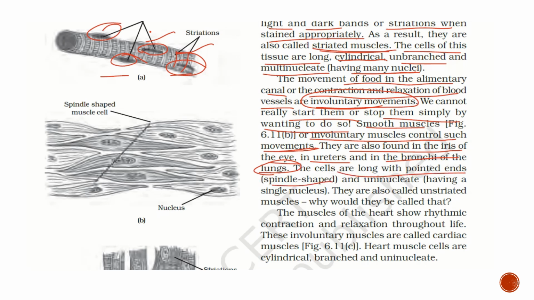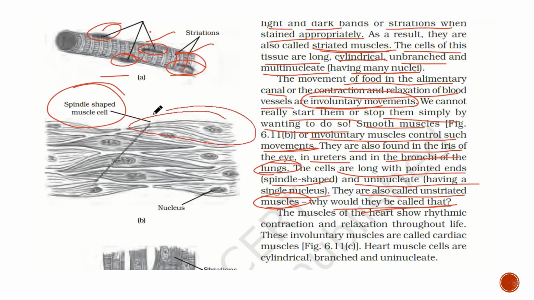Okay, the cells are long with pointed ends. They have a spindle shape. They are uninucleate, having a single nucleus. They are also called unstriated muscles. So why would they call that? Because they don't have striations. You can see these muscle cells are spindle shaped. These are involuntary muscles, spindle celled, and each cell has only one nucleus.